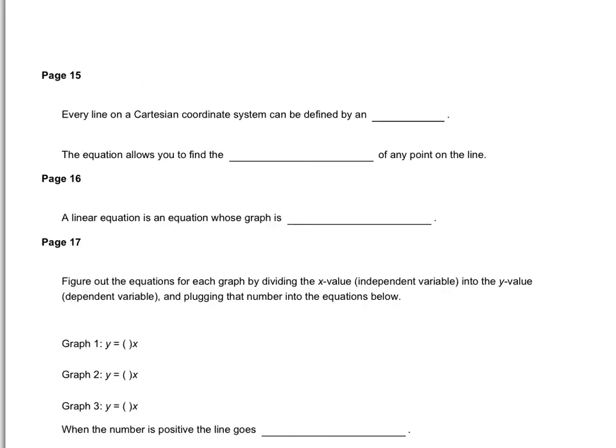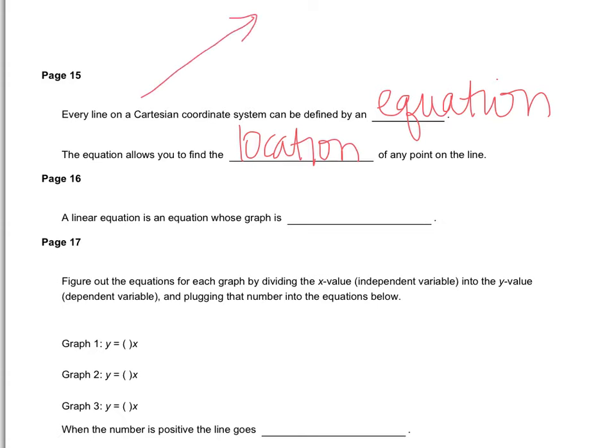So looking at the second page and starting where it says page 15, every line on the Cartesian coordinate system can be defined by an equation. And the equation allows you to find the location of any point on the line. So what that's saying is that if I have a line, well, this point I can get from the equation. I can get this point, this point, this point. All these points that are on the line, I can actually get them from the equation. And a linear equation is an equation whose graph is a line.